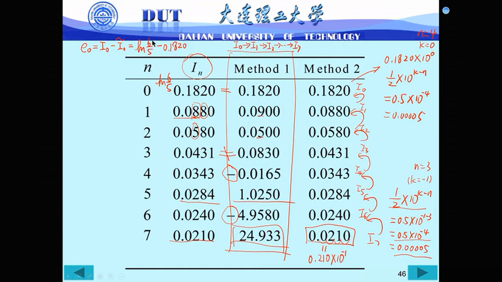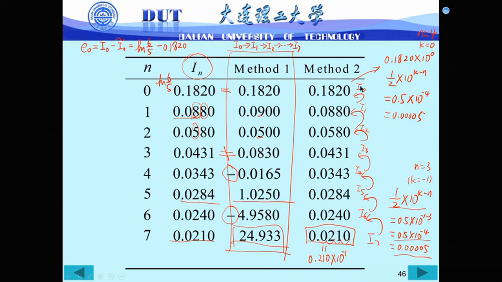We cannot use ln 6 over 5. We can only use 0.1820, because we use 0.1820 to approximate ln 6 over 5. So we have round-off error here. And the error is amplified by method 1 from I0 to I7. The error is amplified greatly, so this is an unstable algorithm.